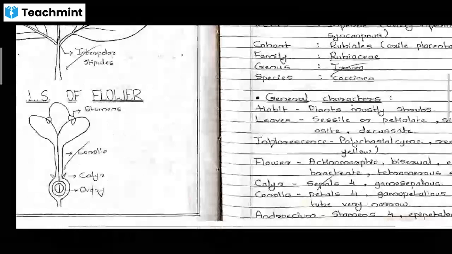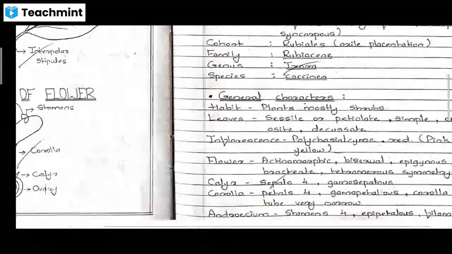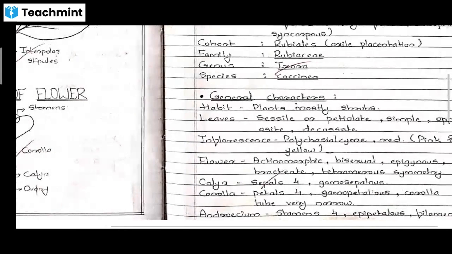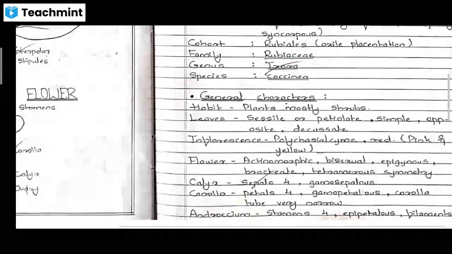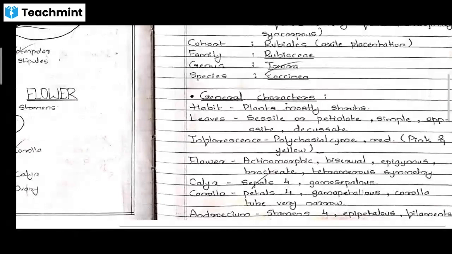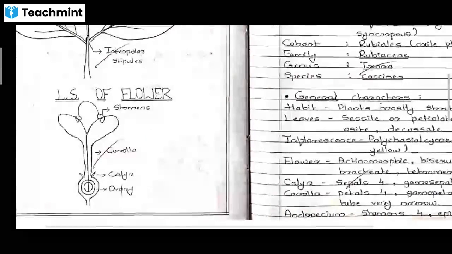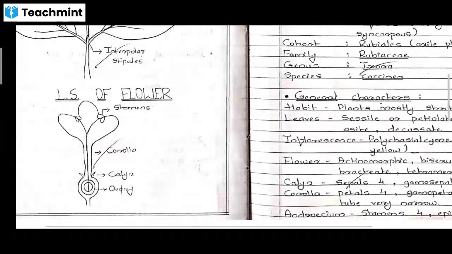Then about the flowers. The flower is actinomorphic, that is divided into two equal parts. Then it is bisexual, that is male and female reproductive parts are present in a single flower. Then epigynous, all floral parts are present above the ovary. Then it is bracteate, a small bract-like structure is present at the base of the flower. Then it is tetramerous symmetry, you can see here. Four petals are present, and all parts, petals and calyx, are in four numbers.